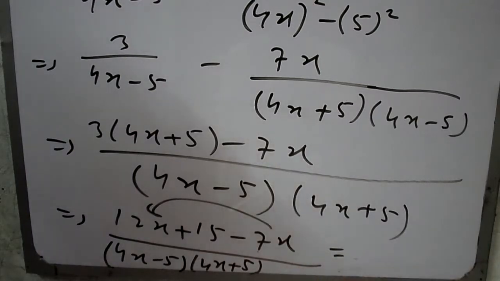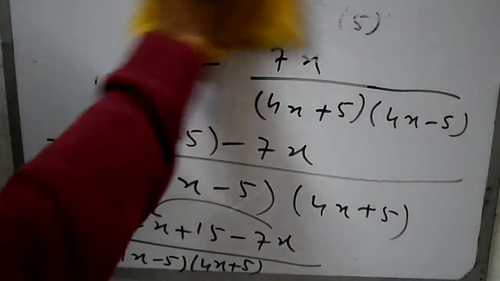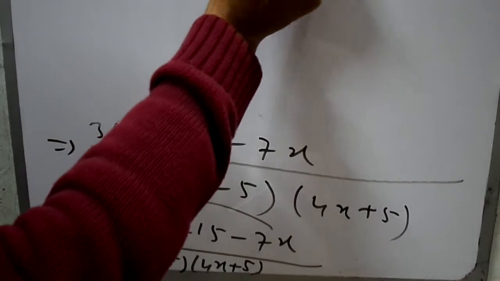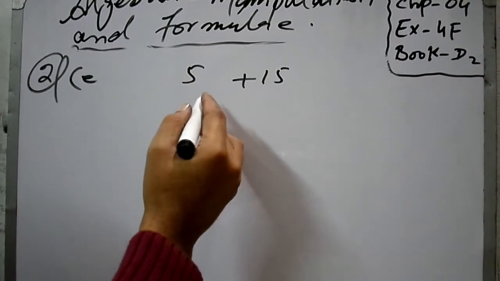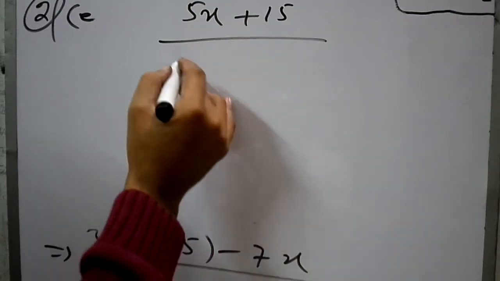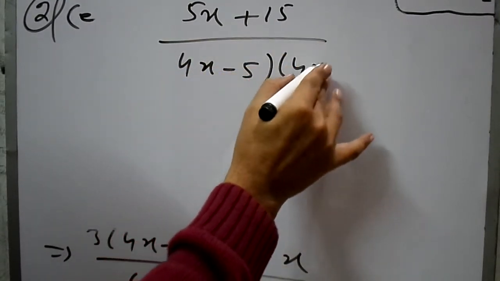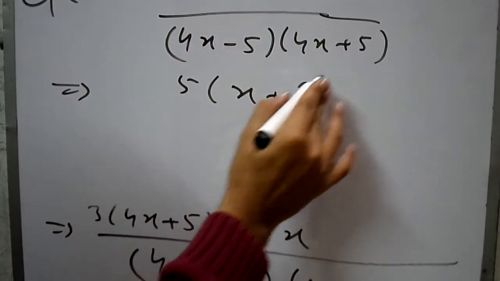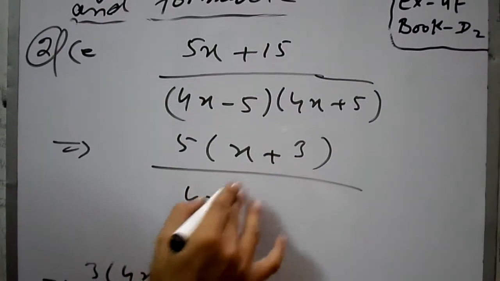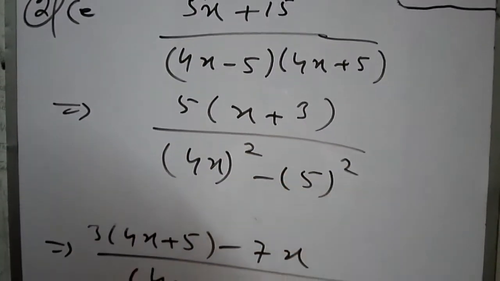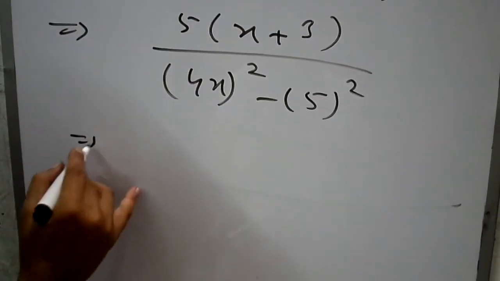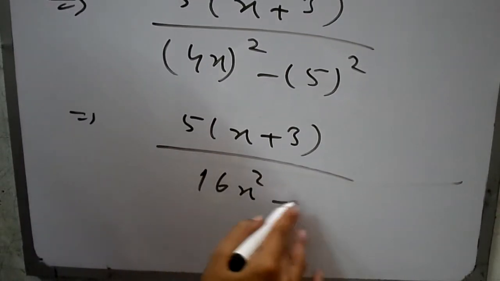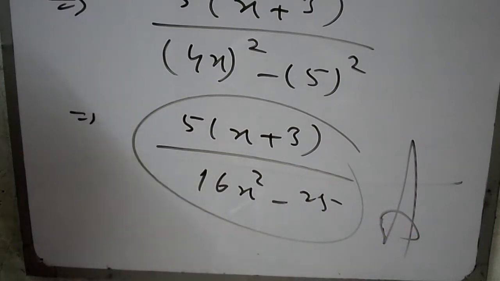Okay, here you don't find enough space. Okay, you can see here, that is 12 minus 7, that is 5x divided by 4x minus 5 into 4x plus 5. So now you can take common, that is x plus 3, and 4x once again, the difference of two square formula can be reversed. You will get 5 into x plus 3, and for 4 squared is 16x square, 25. So that is the result.